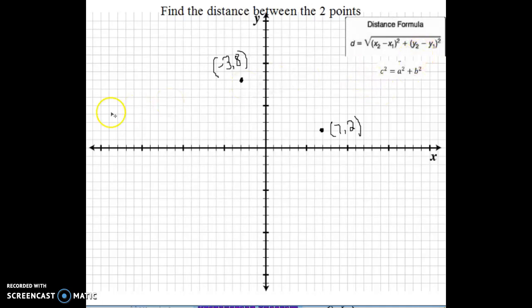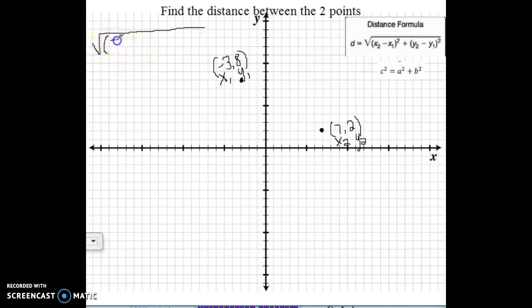So to get started, I want to label my points x1, y1, and x2, y2. And it doesn't matter which one I pick as the first ordered pair, and then which one I pick as the second ordered pair. It really doesn't matter. Then I'm going to plug them into my formula.